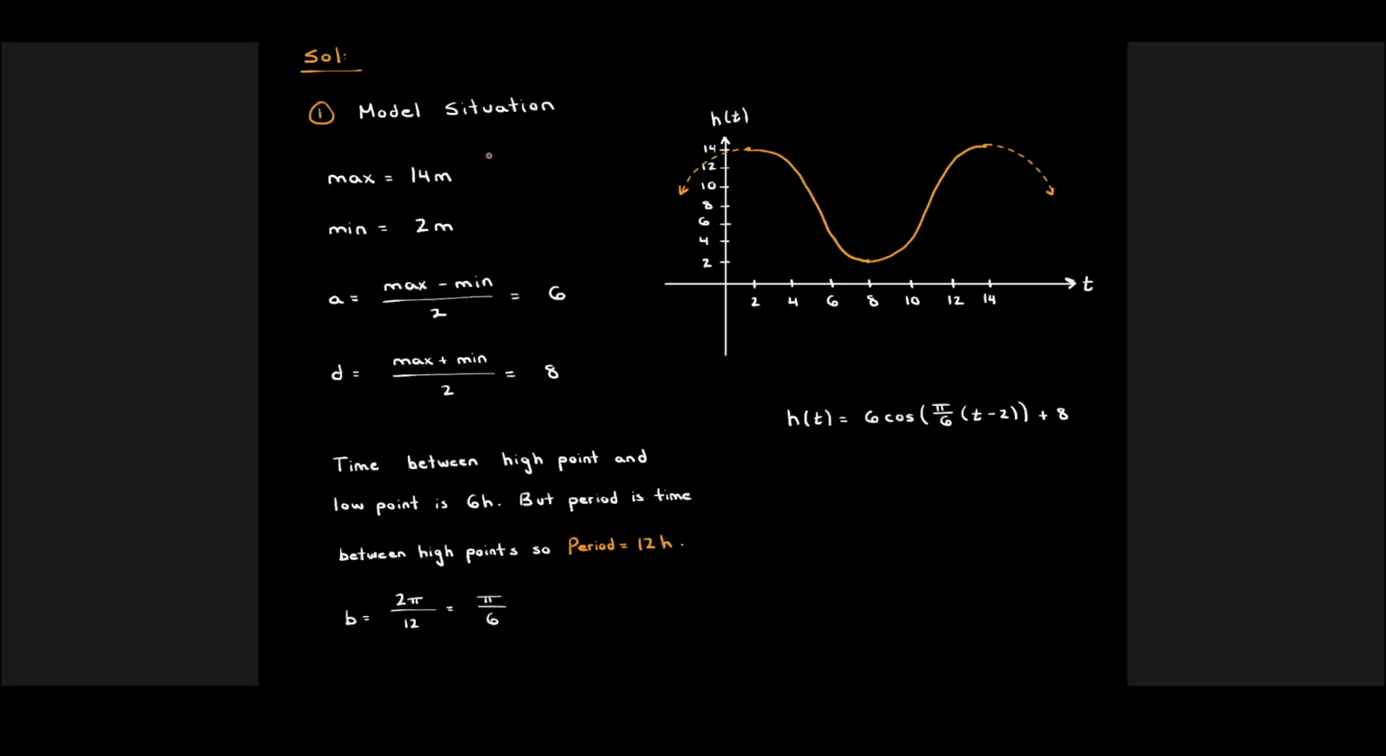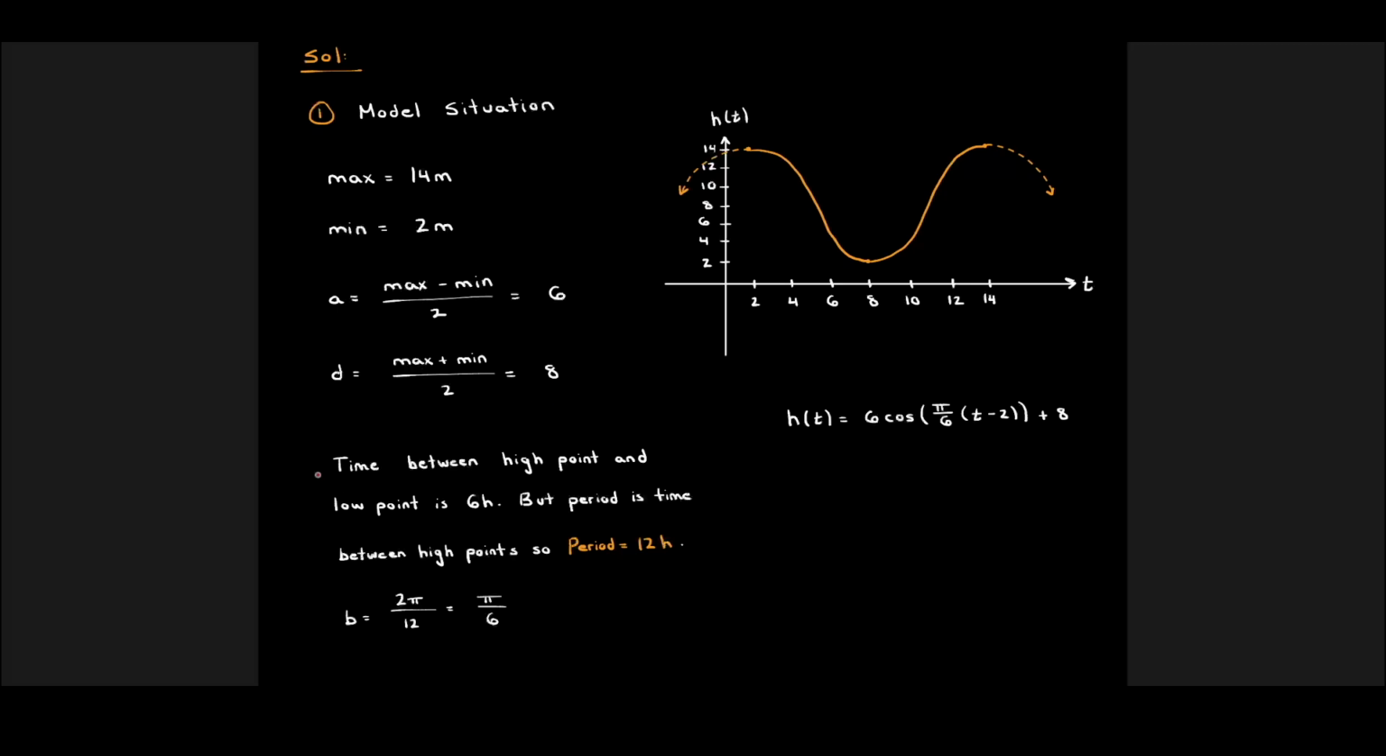Okay, let's begin by modeling the situation. So we know that the maximum is the high point of 14 meters. The minimum is the low point of 2 meters. And so we can use the formulas to find the amplitude and the midline. So the amplitude is just the max minus the min divided by 2, which gives us 6 meters. And the midline or equation of axis is the average of the max and min, right? So max plus min divided by 2, which gives us 8 meters.